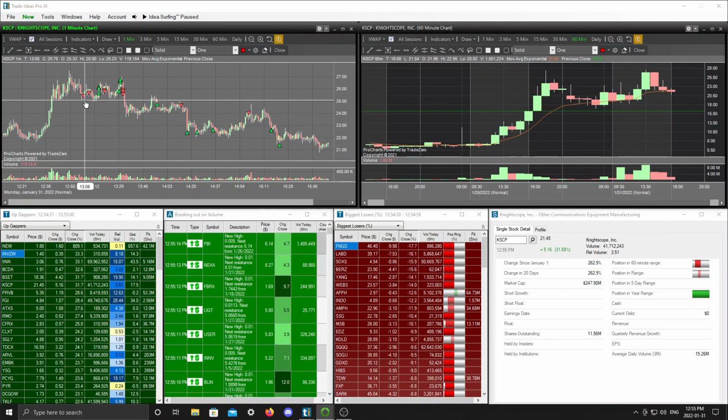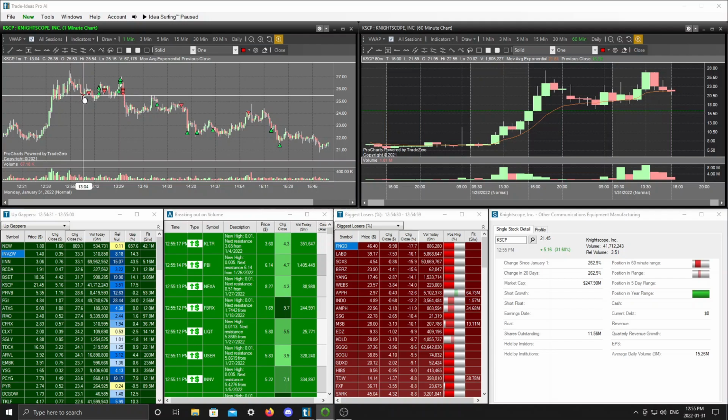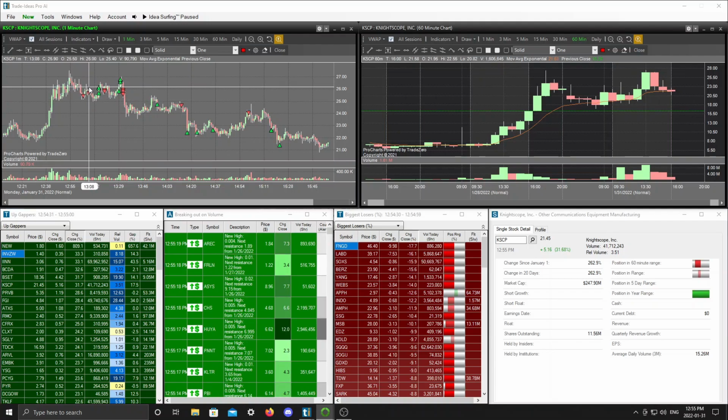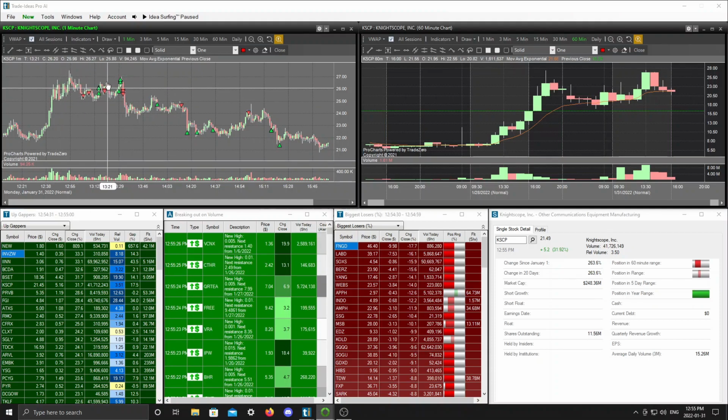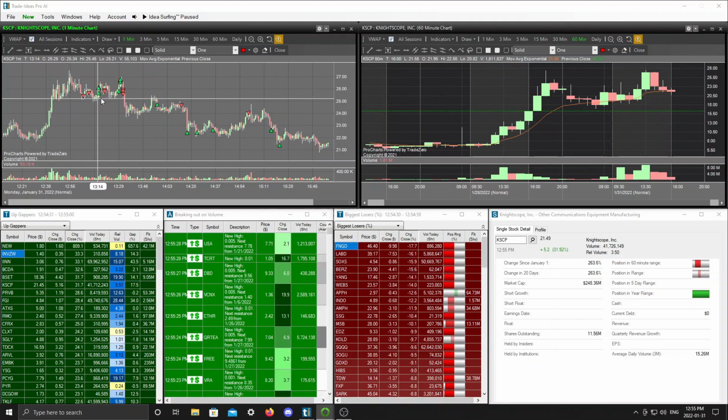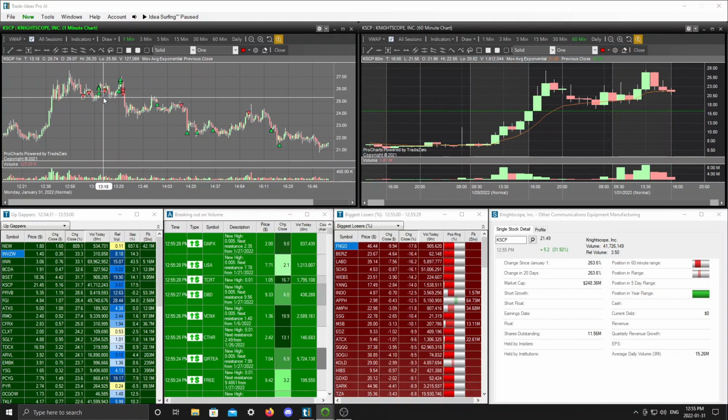I wasn't waiting for the confirmation. I knew I was jumping the gun there, and sure enough, it had a nice bounce, which could have been a nicer entry, just simply waiting for a bounce. But as we can see in this range, I basically did the opposite of what I needed to be doing to make money as a trader.